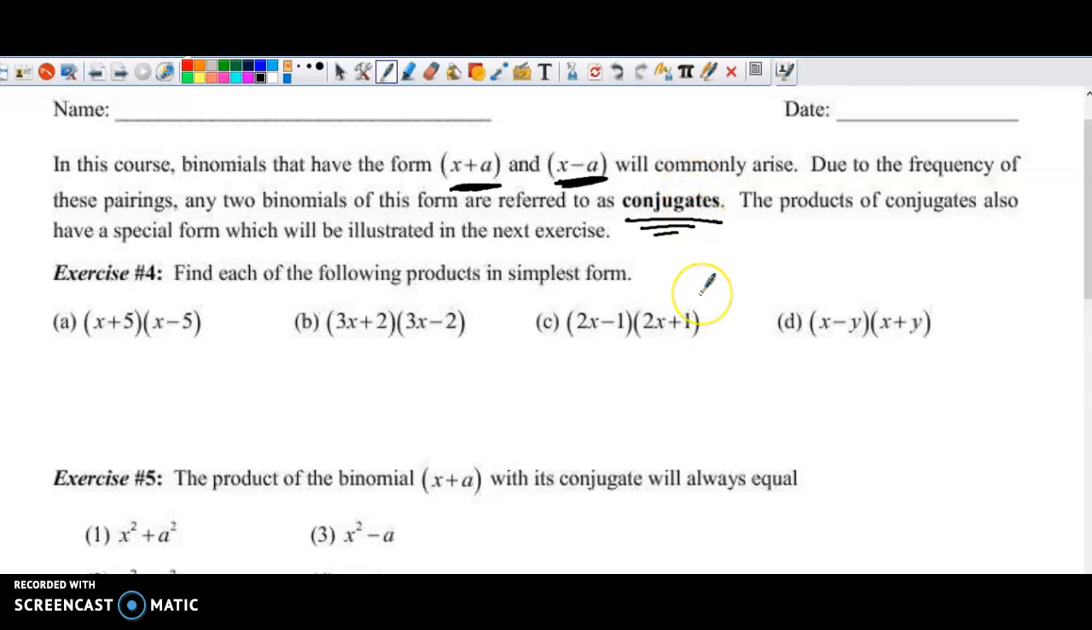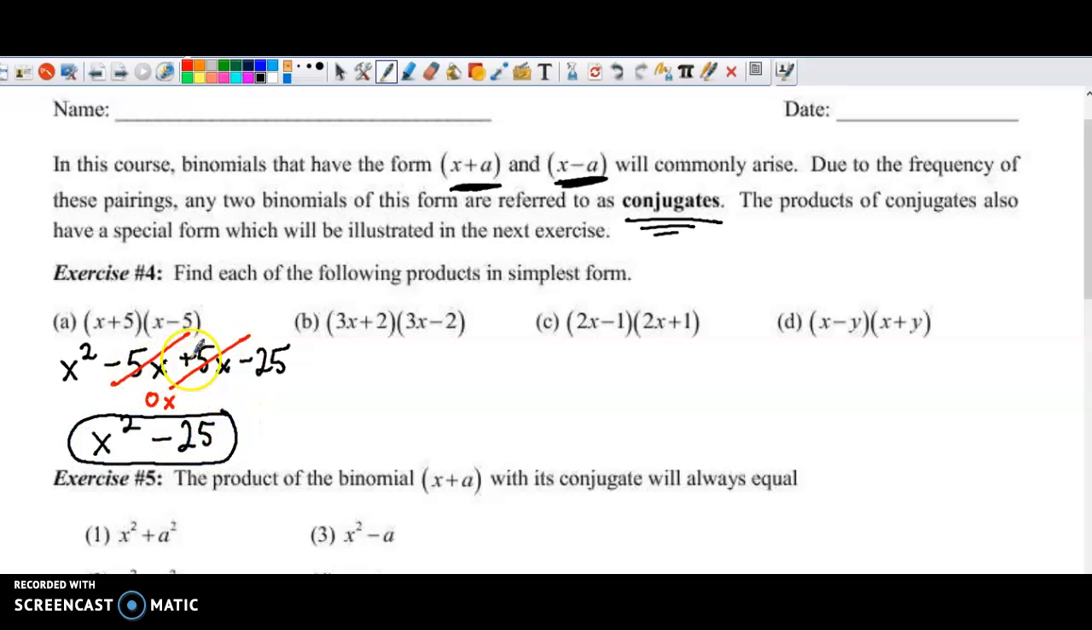So there's a pattern that always happens, and I'm going to start by just FOILing. So x times x is x squared, the outside is negative 5x, the inside is positive 5x, and 5 times negative 5 is negative 25. So as you go to simplify, what you'll see is you could write out 0x between those, but we prefer writing it as just x squared minus 25. I was about to say that they cancel each other out, but if you want to write 0x, you can, but 0 times anything is still 0, and adding 0 is not going to change the value of it.